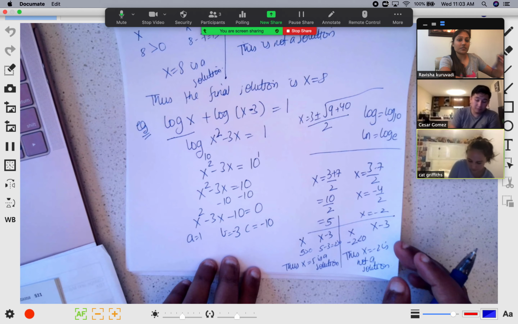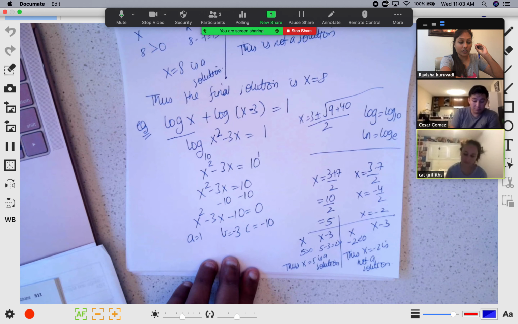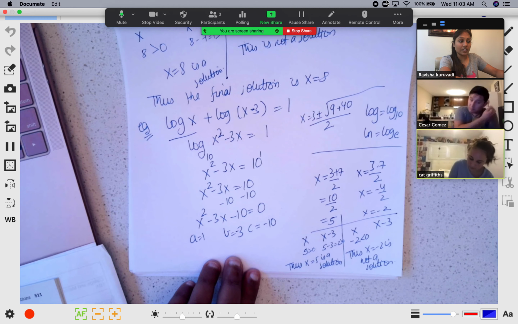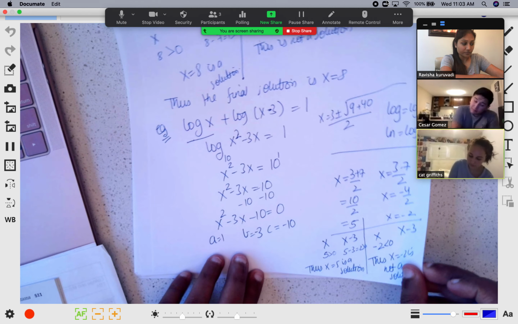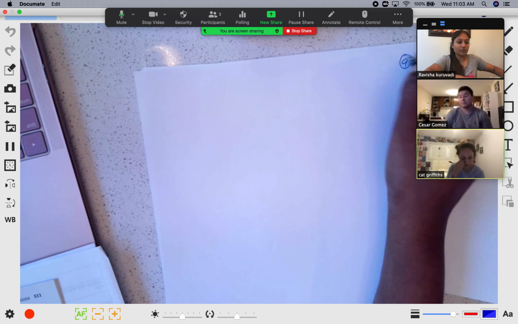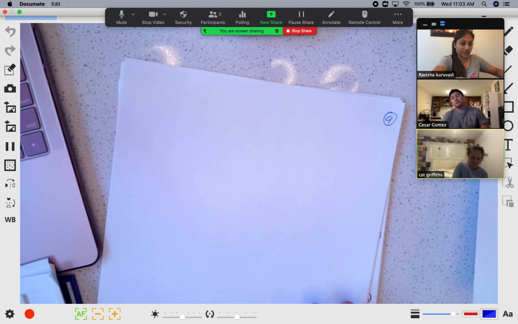In logarithms, I again repeat, for exponential functions you don't have to check. But when you are solving logarithms, you have to check. A very, very important step is to check. Okay. Now we are doing the last kind of problem. This is the last problem, 2 problems more, and then we are done for today.